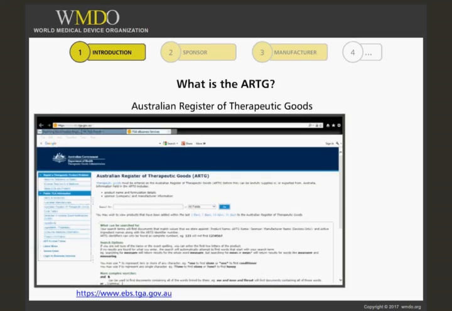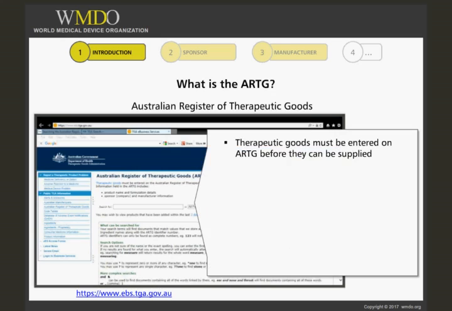In Australia, the regulator of medicinal products is the Therapeutic Goods Administration, TGA, a division of the Department of Health. The TGA has created a computer database called the Australian Register of Therapeutic Goods, ARTG, on which products regulated by the TGA must be entered in order to be lawfully supplied in Australia. The database contains details of therapeutic goods approved for supply in Australia.